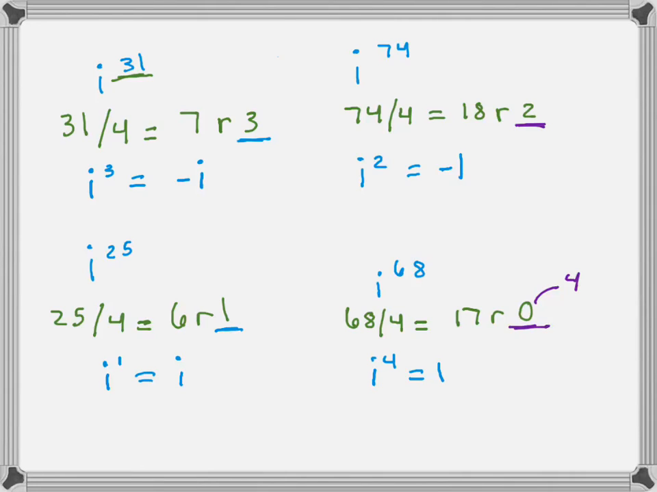So when you look at these big numbers in the exponent, you always want to remember to look how far away it is from 4, and then you can simplify it down and reduce it to a smaller power of I, which we just reviewed and we know.